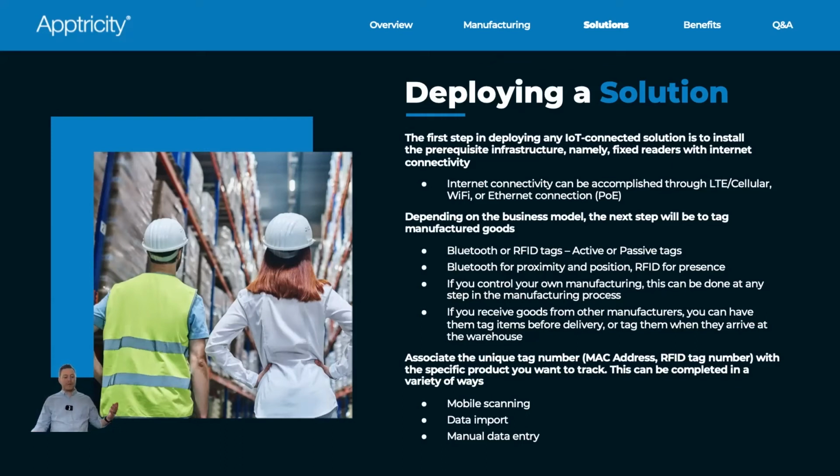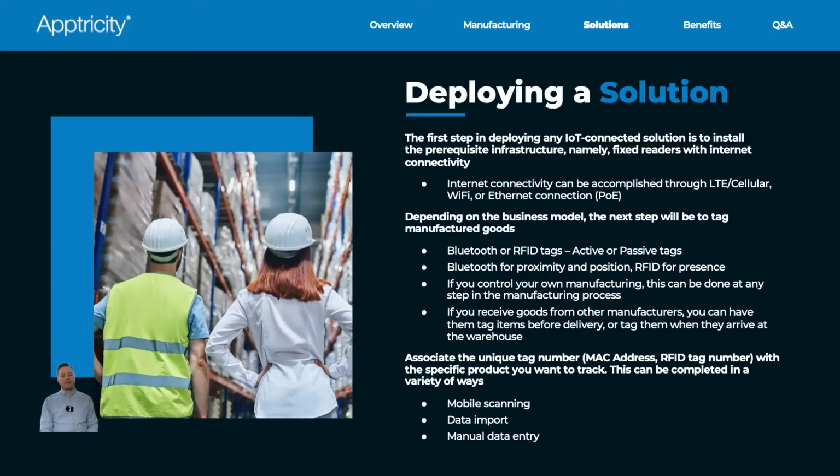And so there's a number of ways you can do this. You can do this through mobile scanning. I scan the tag, I scan something associated with the merchandise, I make the marriage, and we're off and running. You can do this through a typical data import. Now, if you manage your own manufacturing, you may have somebody at the manufacturing side send you an Excel spreadsheet saying, this product has this tag number. You can just do an easy data import and then bring all that into the system.